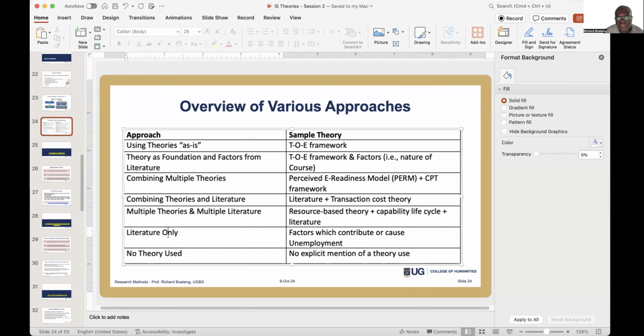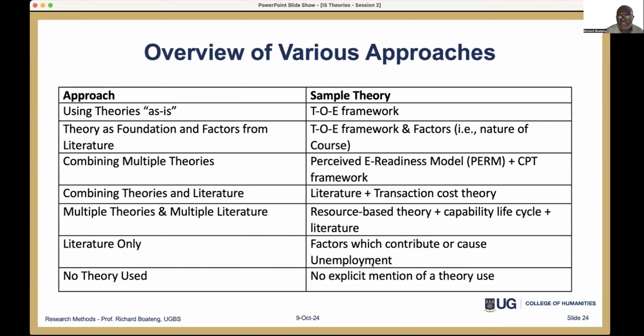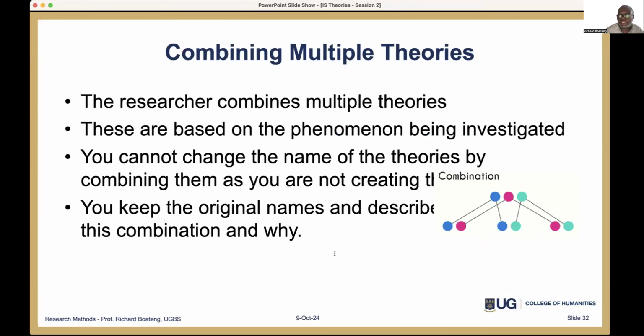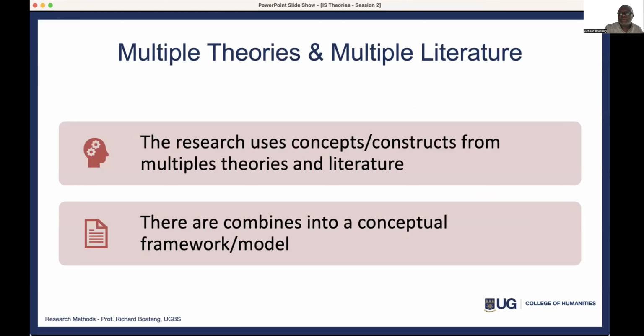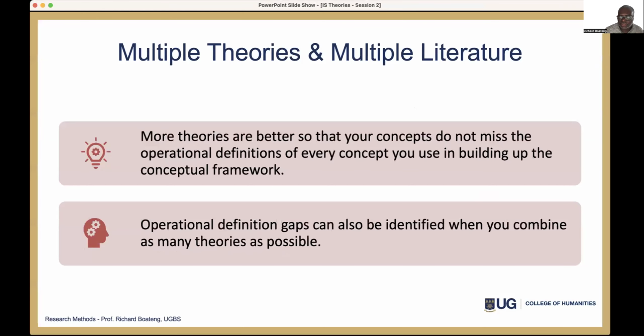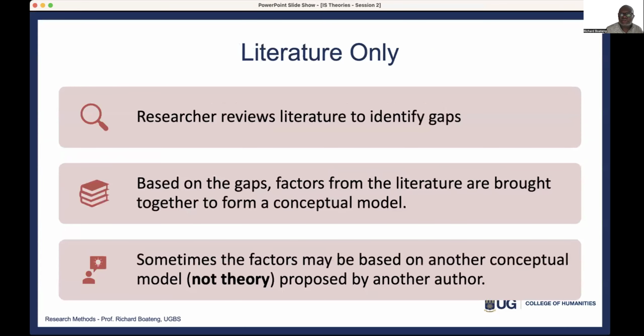The next one has to do with literature alone. Literature alone has to be the factor which contributes or causes unemployment, like I gave earlier. I showed that one earlier. So that one is quite easy. So let's go straight to literature alone. And literature alone, what I've seen earlier, we talked about combination of multiple theories and literature, but now let's look at literature alone. Shallow. The researcher reviewed literature to identify gaps. Based on the gaps, factors from the literature are brought together to form a conceptual model. Sometimes factors may be based on another conceptual model, not theory, proposed by another author.